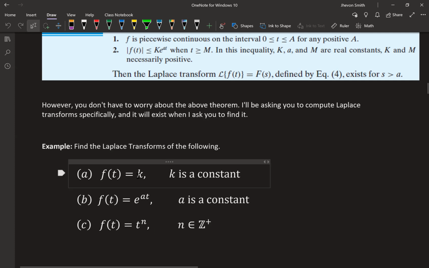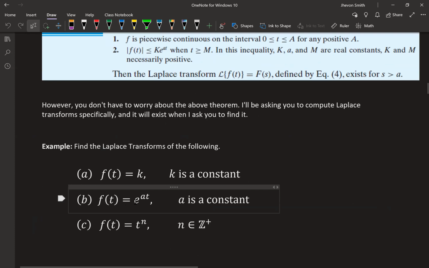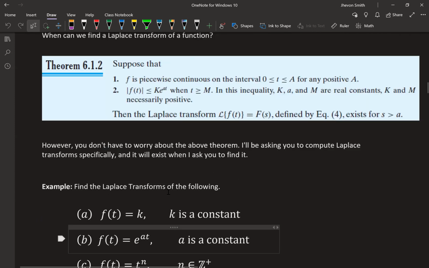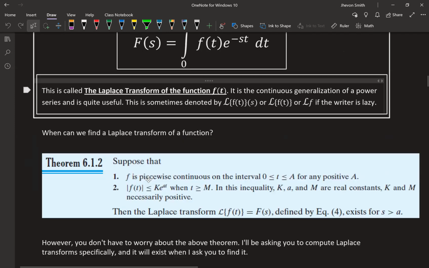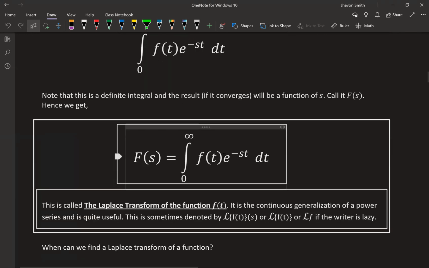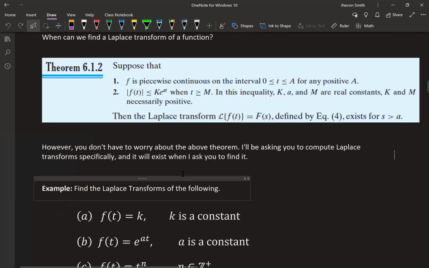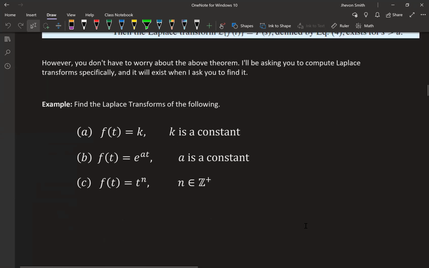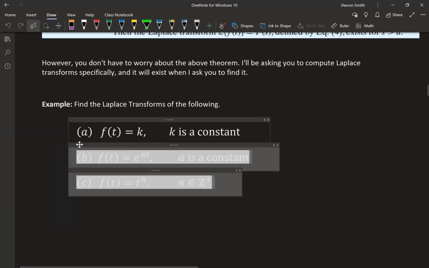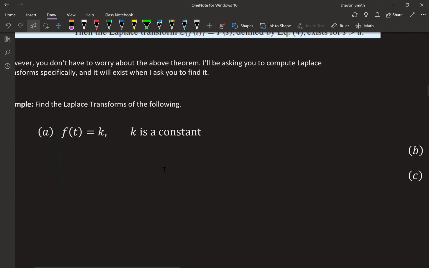So suppose I have a constant function. What would the generalization of the power series of such a function look like? If I have an exponential, what would the generalization of the power series look like? If I have a power function, t to the n, what would the generalization of a power series look like? What would the Laplace transform of each of these look like? So that's what the first part of the game is about, just finding Laplace transforms for individual functions.